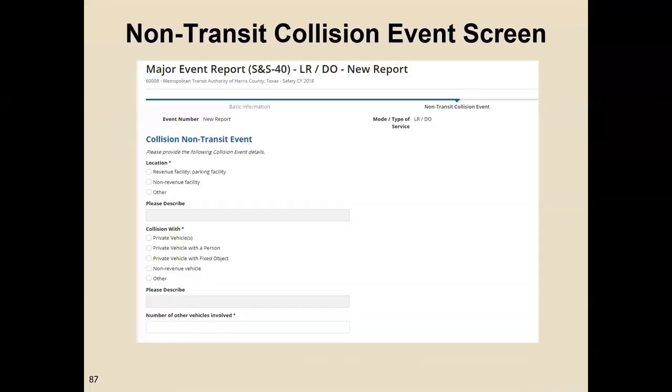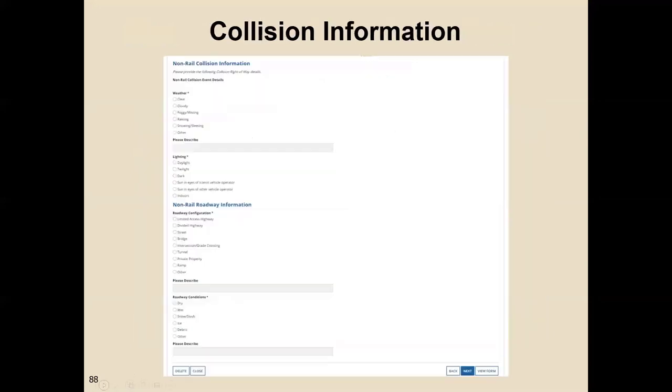The non-transit collision form will appear when you select the collision event type on setup screen one and select no to the question, were transit revenue vehicles involved in this collision, on setup screen two. After the collision event information screen, the next screen to appear is the collision information screen. This is a snapshot of the first part of the collision information screen.